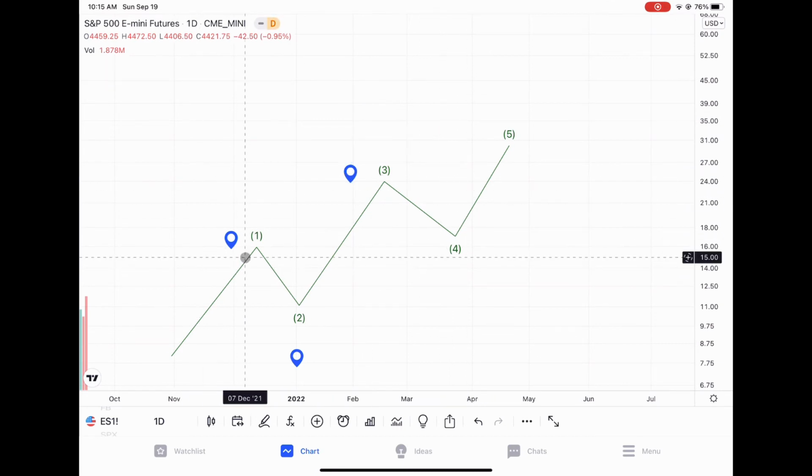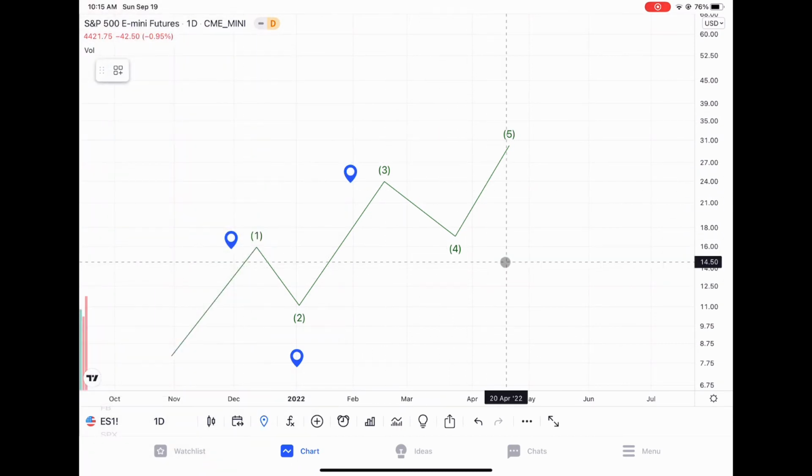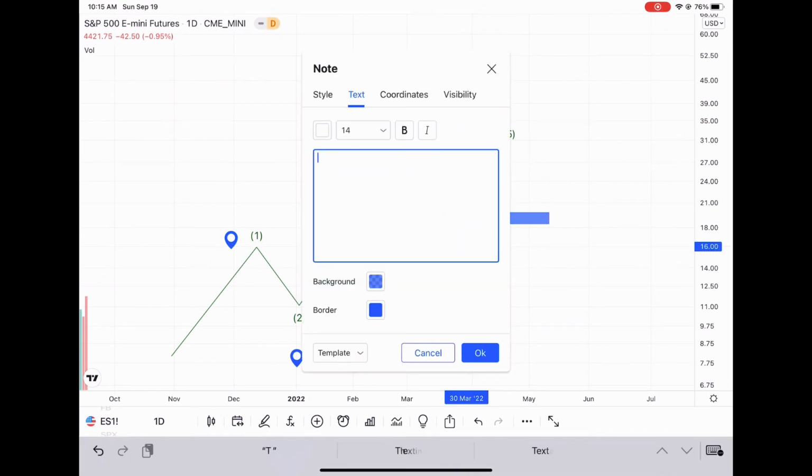Okay, and for wave 4, wave 4 will correct at approximately 38 to 72% from wave 3. And this is a trap, like I said, because you'll hear it on the news, GME, AMC, all that.